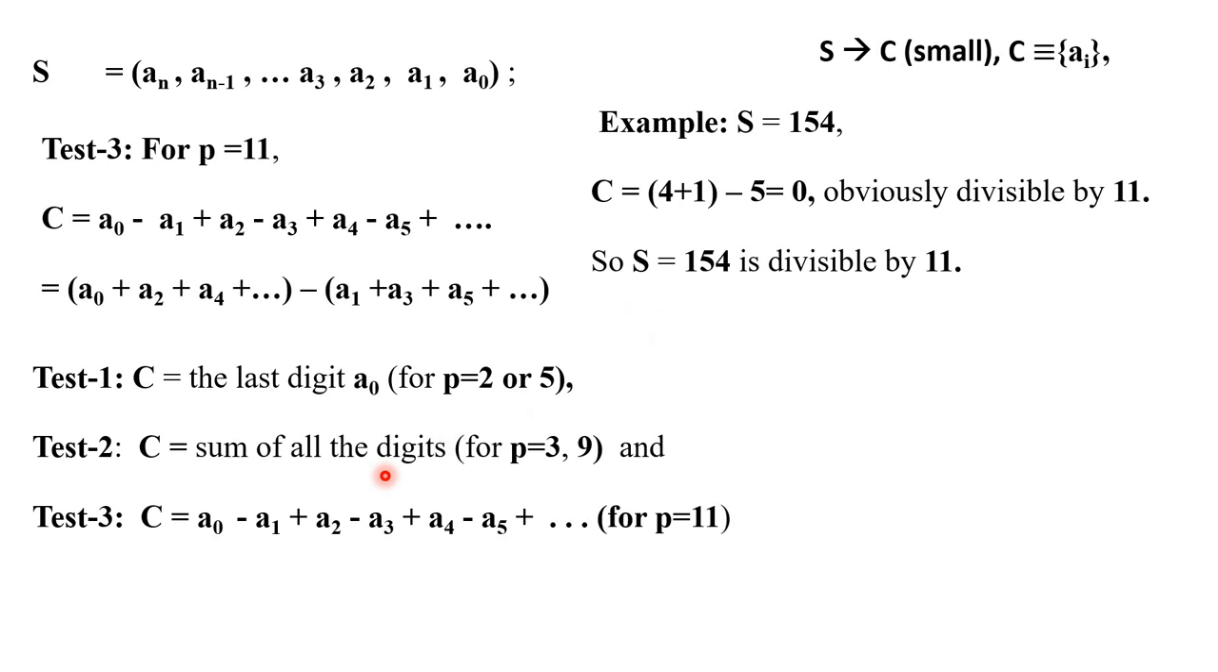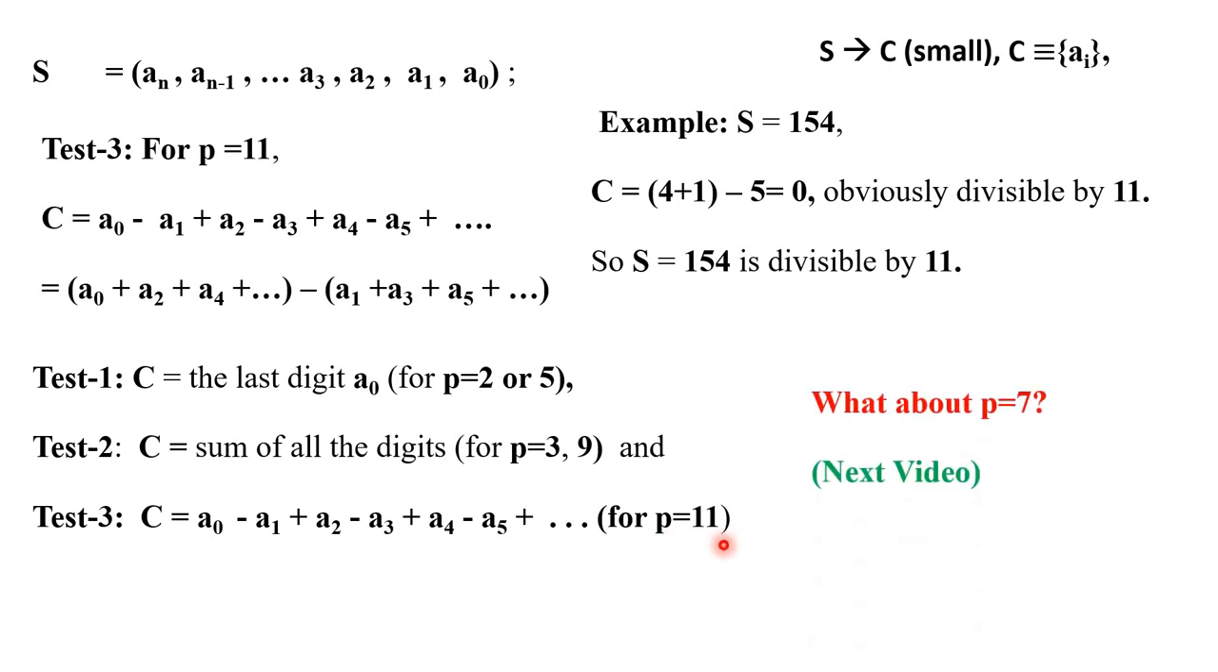So here is a summary. Test 1, test 2 and test 3 we can call. In the first case it is the last digit, for p equal to 2 and 5. In the second test it is the sum of all the digits, for p equal to 3 and 9. And in test 3, C is nothing but the alternating plus-minus sum of all the digits, for p equal to 11. Okay.